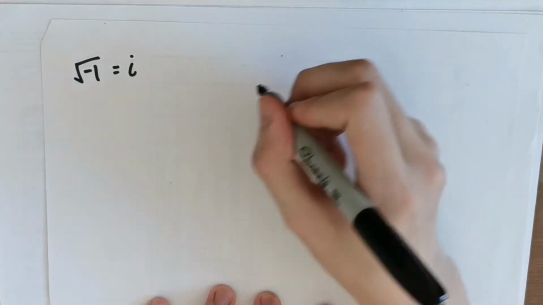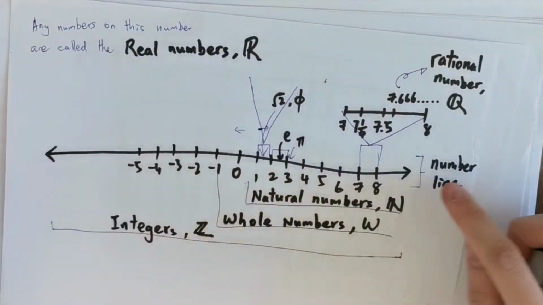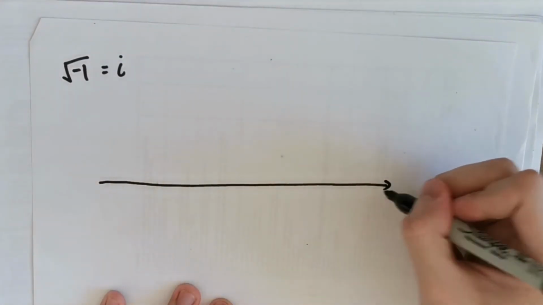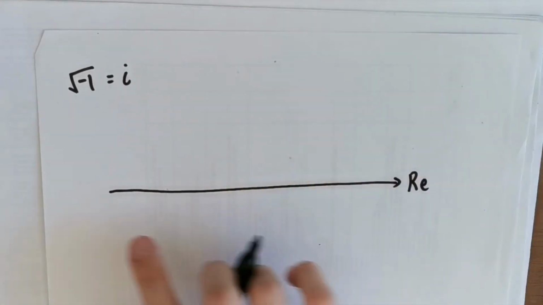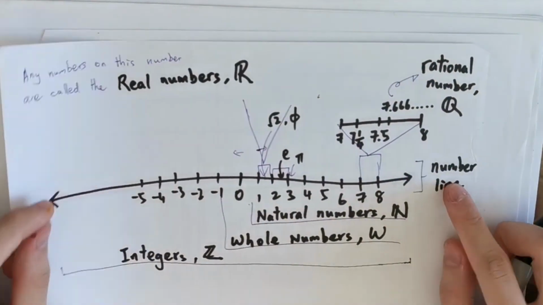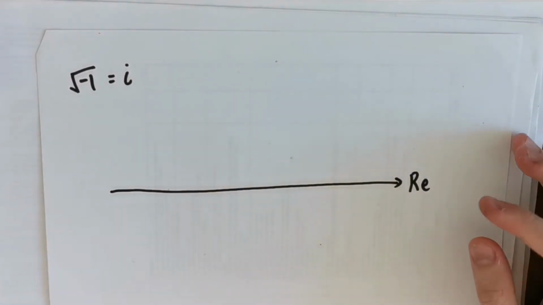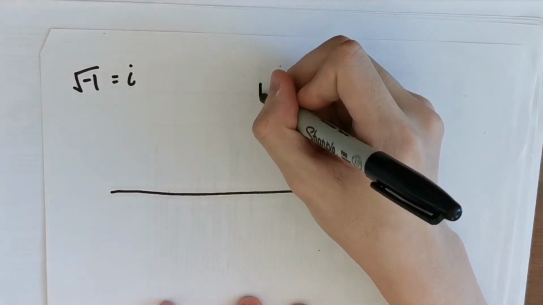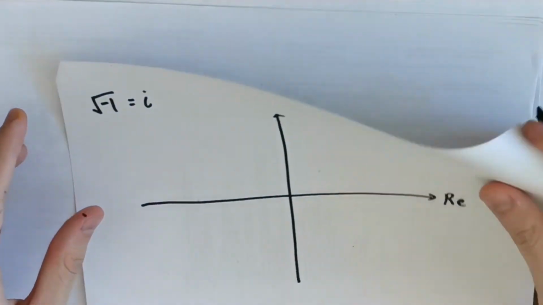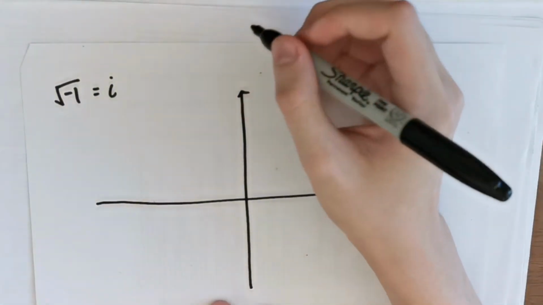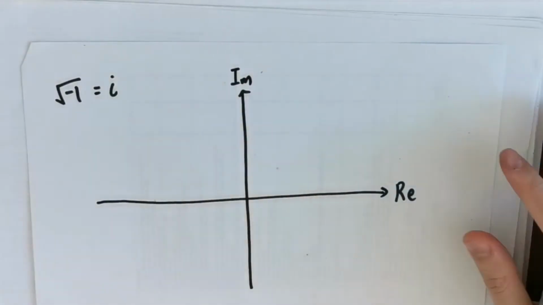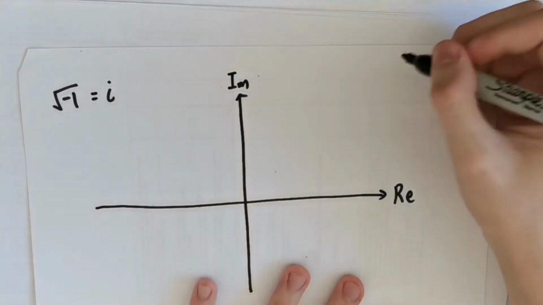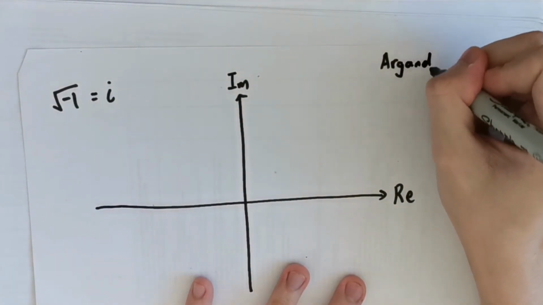So from here we have a 1D line right here. Now we're going into a 2D plane. So this is the number line. The horizontal axis is the number line for the real numbers, symbol Re right here. Now to get a plane, you need a vertical axis, right? And this vertical axis is for the imaginary numbers. So this forms an Argand diagram.